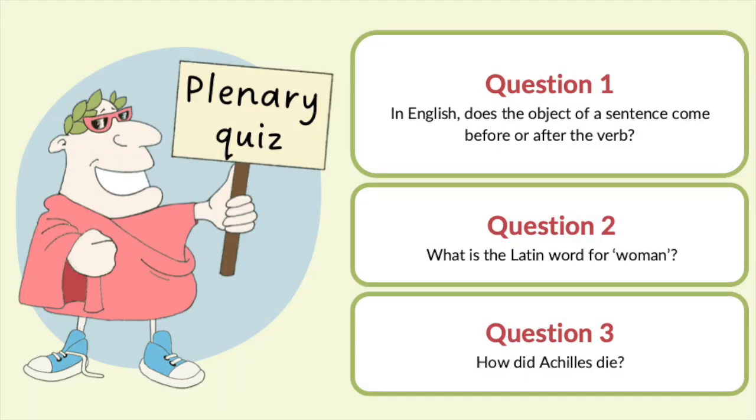And finally, as usual, we have the plenary. In English, does the object of a sentence come before or after the verb? After. Question 2. What is the Latin word for woman? Femina. And how did Achilles die? He got spiked in the bit of him that wasn't immortal, in his heel.